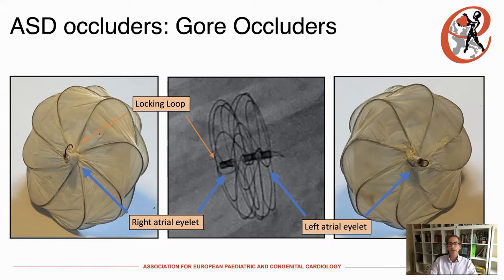locking loop. On the image on the center, you can see the fluoroscopic views of all this structure as seen in the pictures.